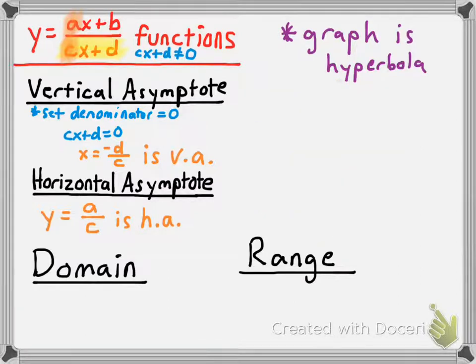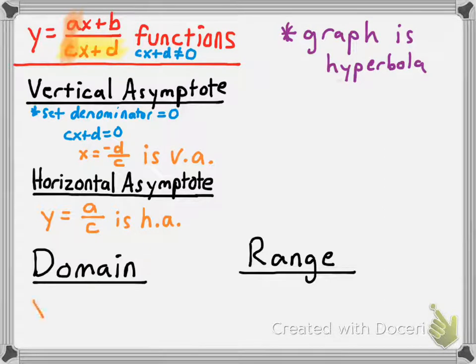Alright, now for the domain and the range. These are basically going to work the same way as they did with the reciprocal functions a little bit ago. We can make a relationship between the vertical asymptote and the domain, as well as between the horizontal asymptote and the range. Because there's only one number we can't plug in for the domain, and that's whatever the vertical asymptote is.